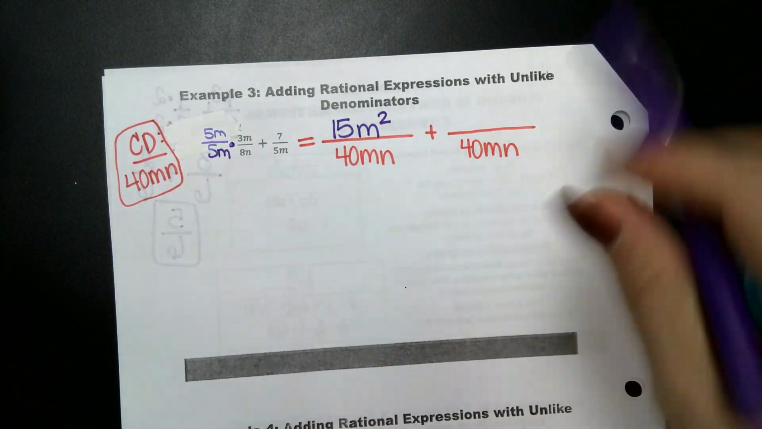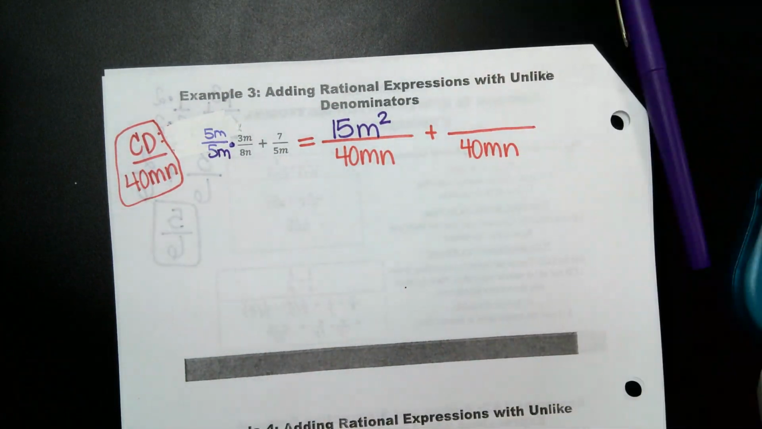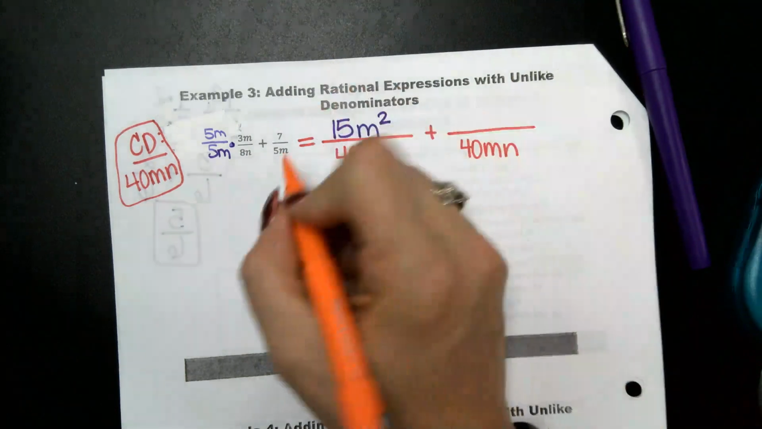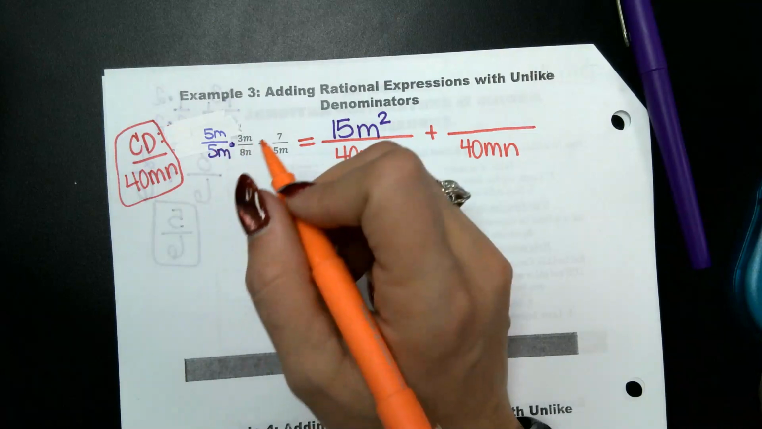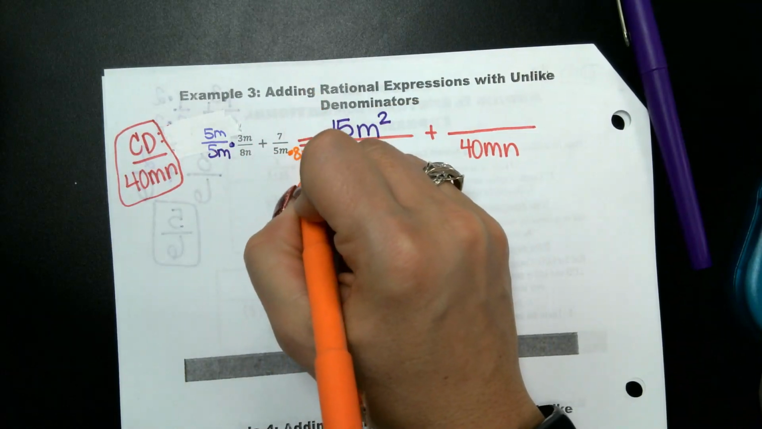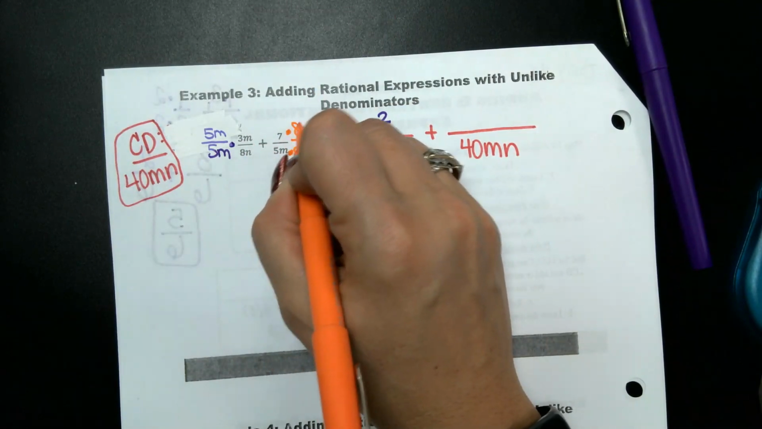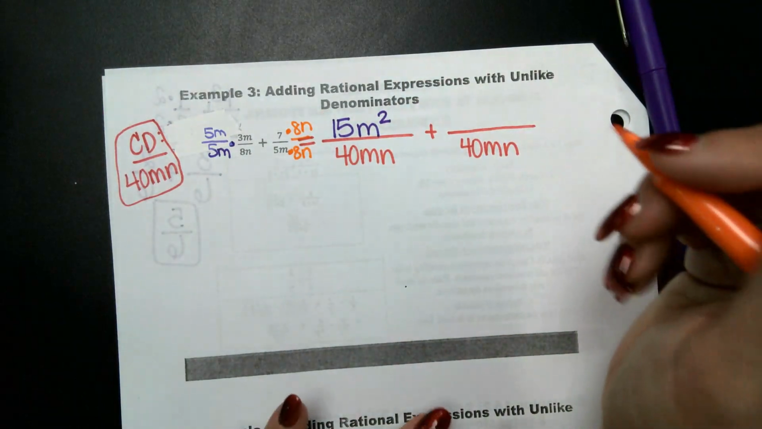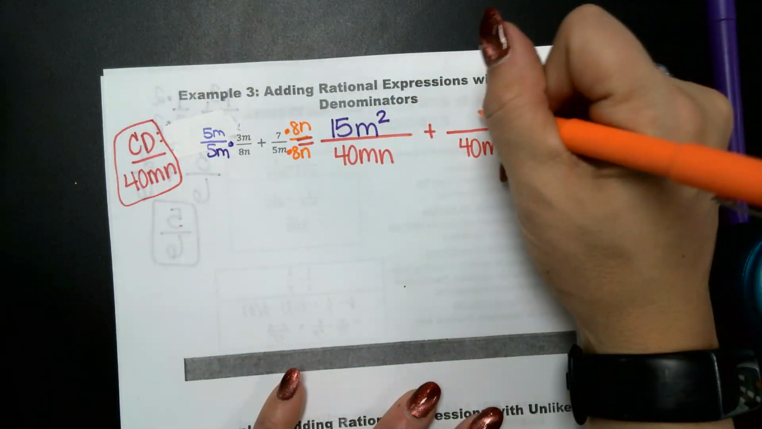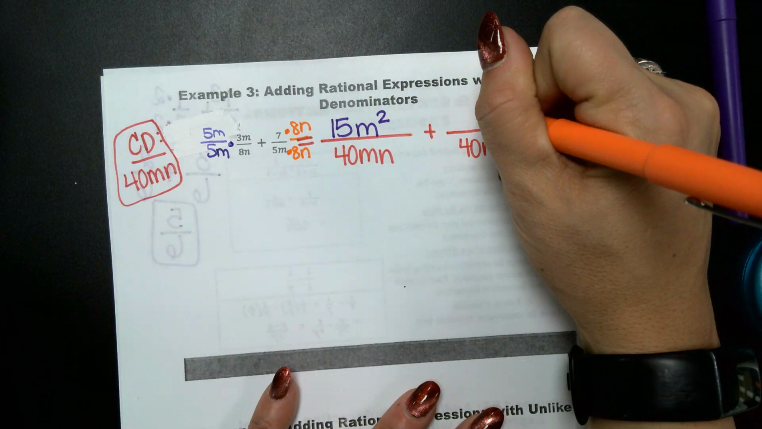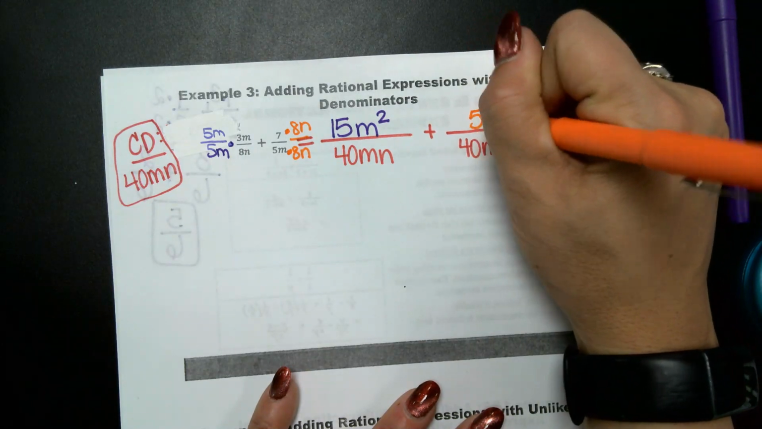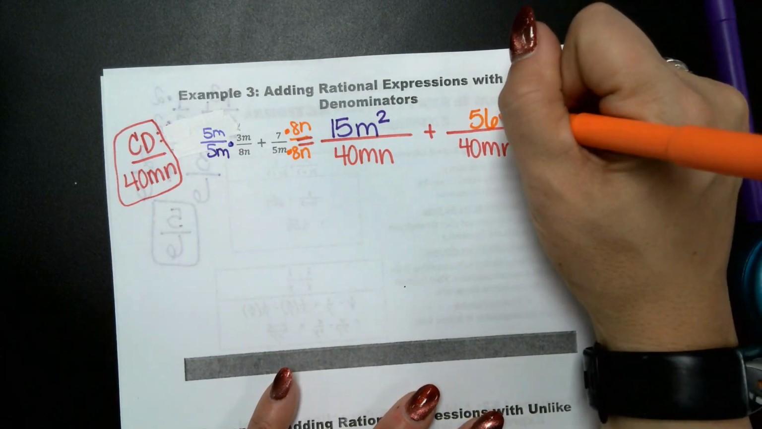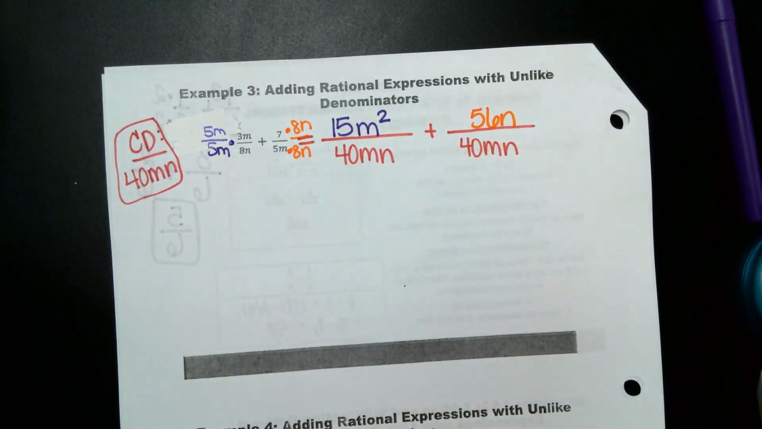Okay. Now the other fraction, what did we multiply the 5m by? The 8n. So if I multiplied the bottom by 8n, I have to multiply the top by 8n. So what is 7 times 8? 56. And then wouldn't the n just attach to it? Yeah, 56n.